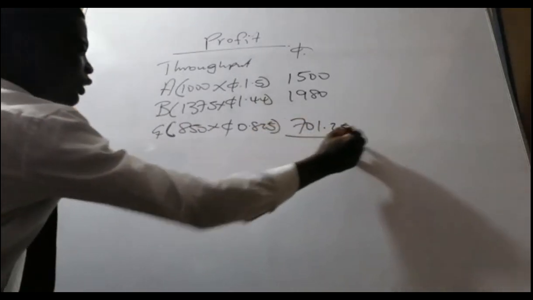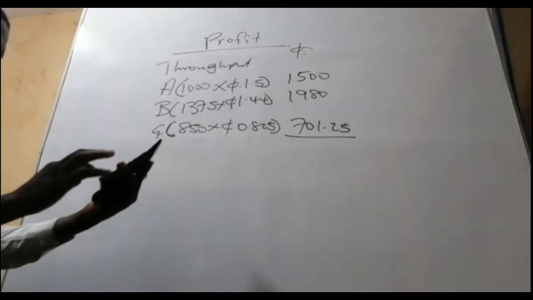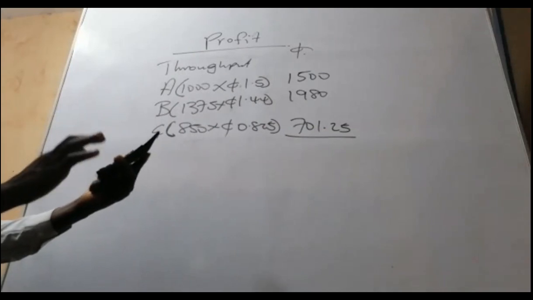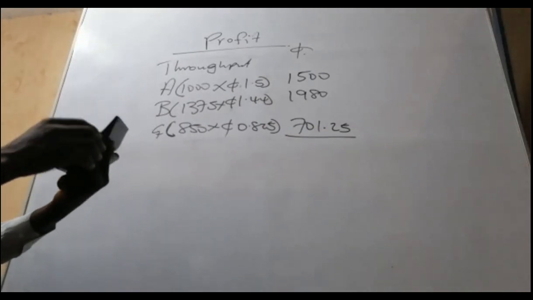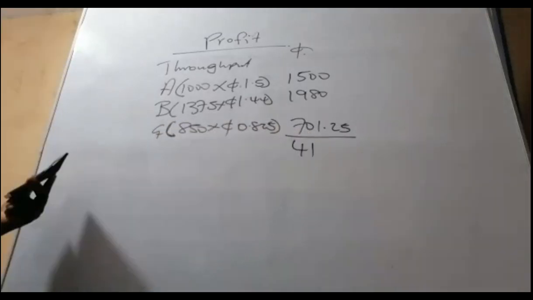To put all of this together: 1,500 plus 1,980 plus 701.25. That's 4,181.25. Is that true? Okay, it can be true.